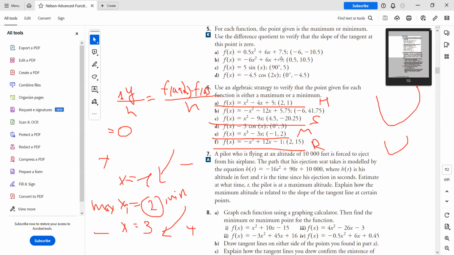Sorry, Safa, I don't really understand what you're saying. C is a minimum point, in fact, because the parabola is concave up.